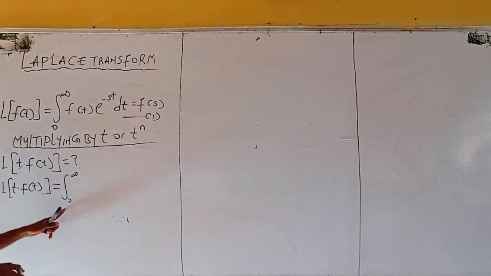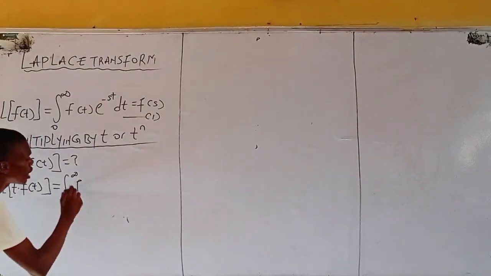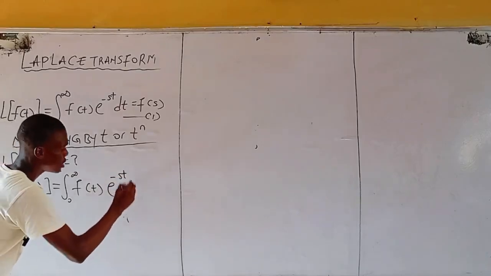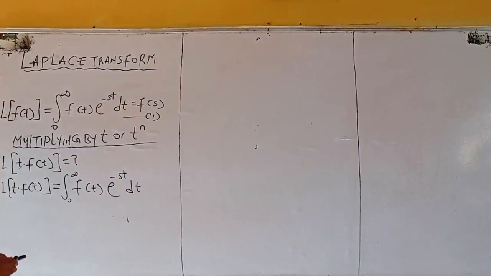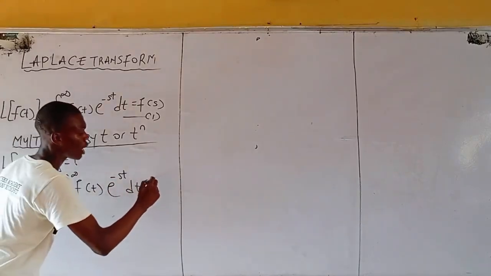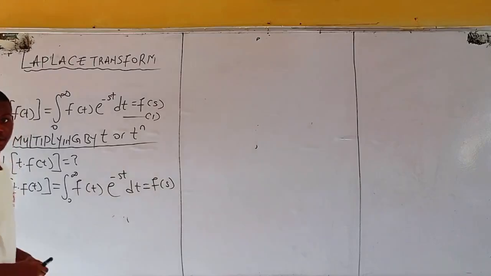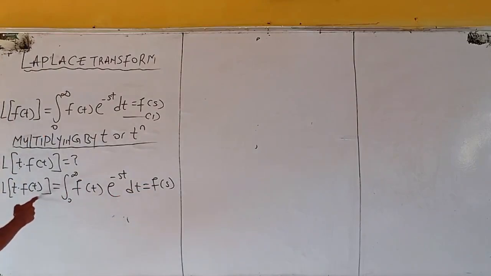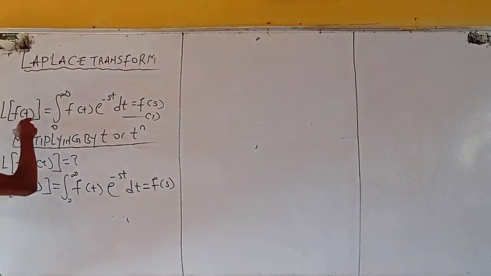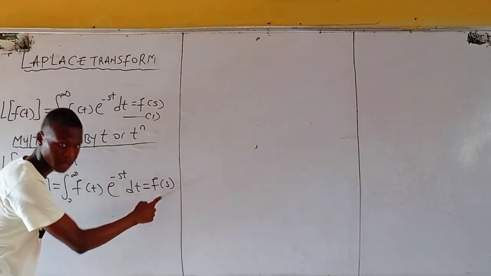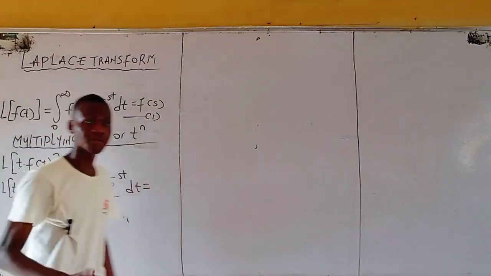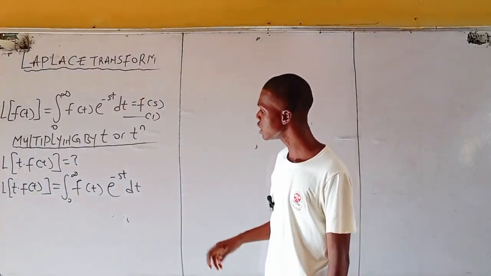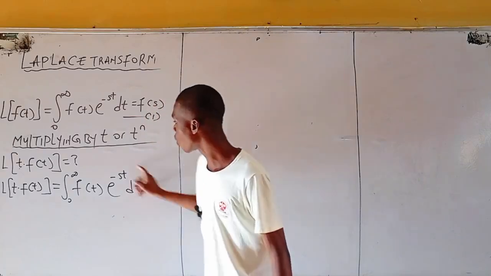So it becomes the integral from 0 to infinity of f of t, exponential negative st dt. What do I have here? My answer would be F of x. But in this case, it is the Laplace transform of t multiplying f of t, not the Laplace transform of f of t. Meaning in this case, my result is not F of x.